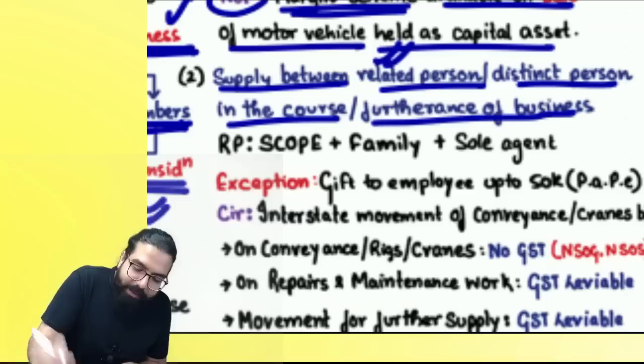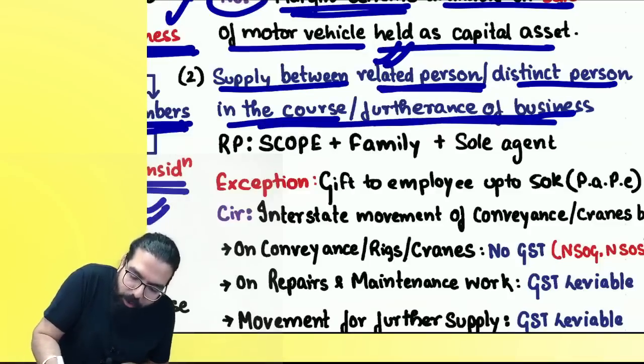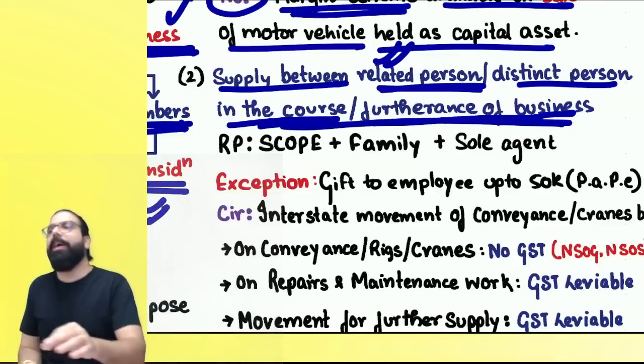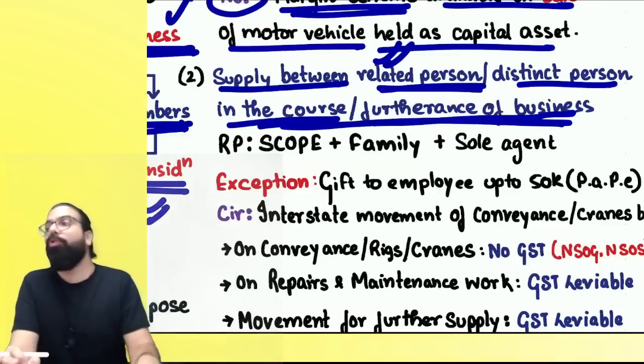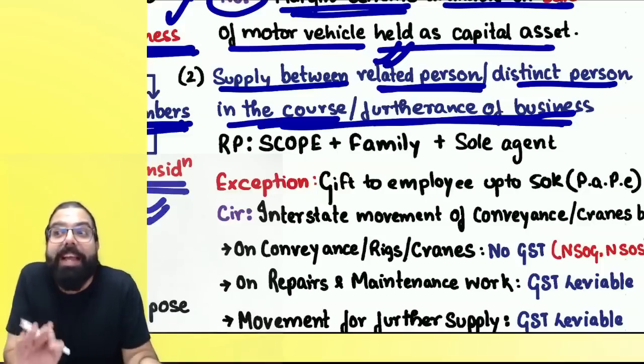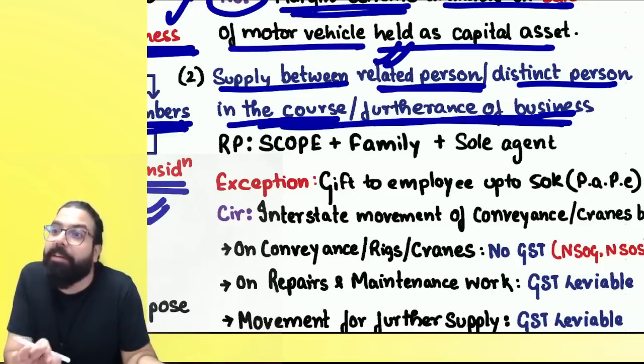But they are telling if there is a supply between related persons in the course or furtherance of your business, then it will become a supply. It should be in the course or furtherance of your business. It should be during the carrying out of your business activity. Only then it will be considered as supply.